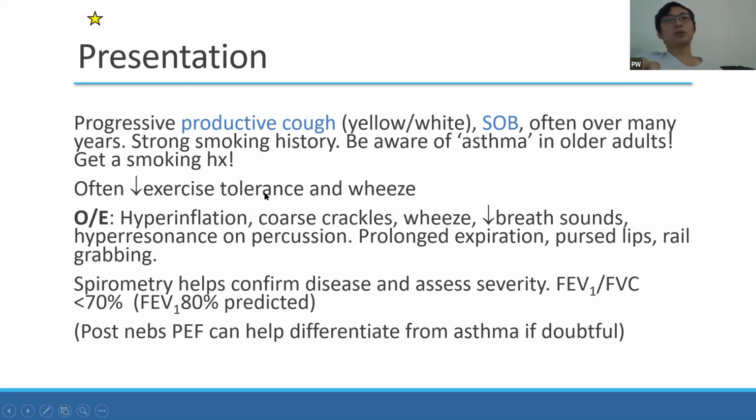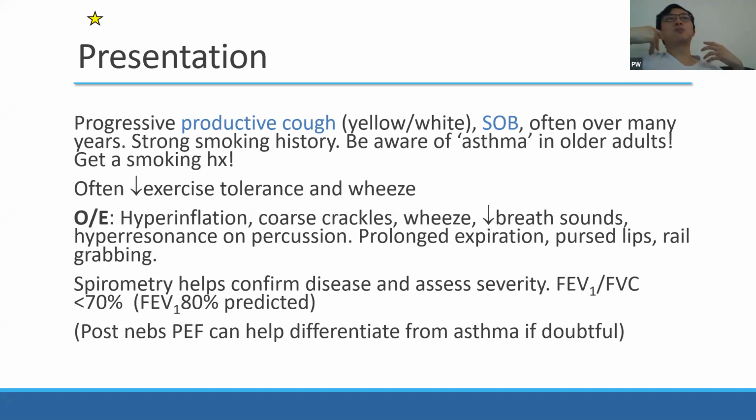So these people are going to have some reduced exercise tolerance. They've got some wheeze whenever you're listening to their chest. On examination, you might find that they've got some hyperinflation, a very large barrel chest. You might see this on the chest x-ray. They might have some coarse crackles if they've got any sort of acute exacerbation or infection. They might have a wheeze. They might have some reduced breath sounds because they're very hyperexpanded. They can barely get any air in or out. You might get some hyperresonance whenever you percuss.